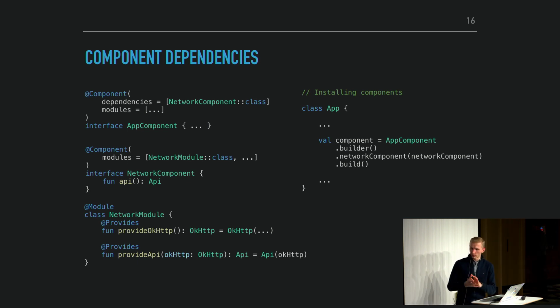So, as you can see, component dependencies are great for encapsulation, because if we do not want to expose all our dependencies everywhere, we can create a component that provides only a fraction of them, while it uses the rest of these dependencies to create other objects.